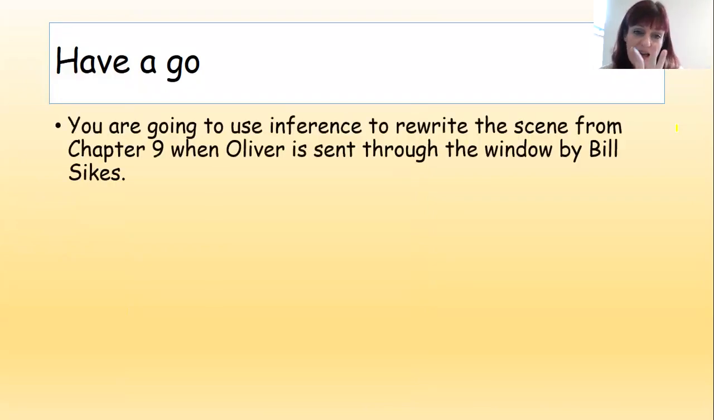I want us to go back to chapter 9, okay? So we're going to use the scene when Oliver went through the window, before he gets shot, when he gets posted through the window. The reason I have chosen that scene is because there's a lot of emotion going on there, and it's quite a nice thing to be able to think about using our inference skills to describe and use as a writer. Because when we're using that kind of inference, we can use facial expressions and physical characteristics as well as everything else.